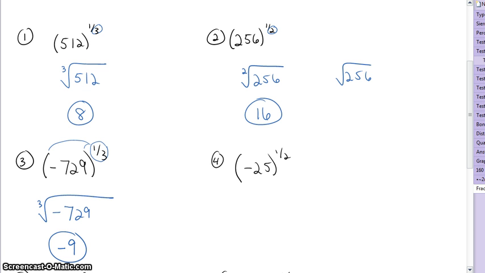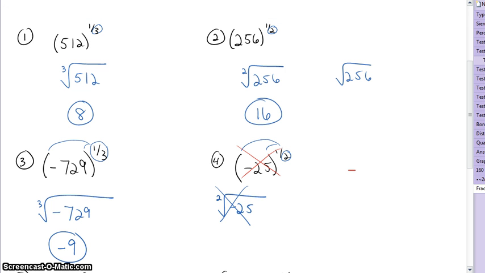Number 4, for example, though, is asking me the square root of the entire number. It's asking me the square root of a negative 25. Can I do that? No. So this problem cannot be done.